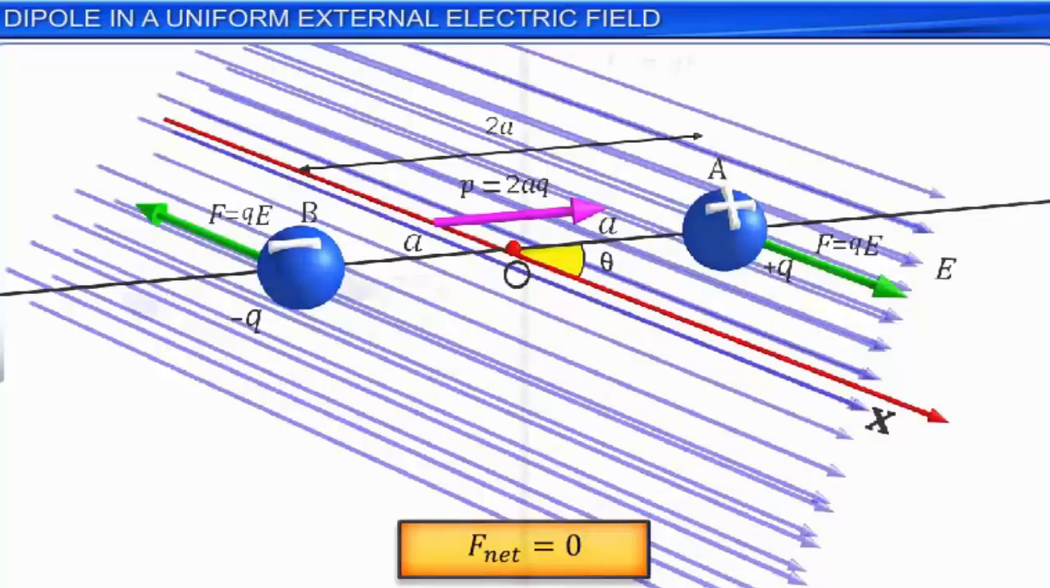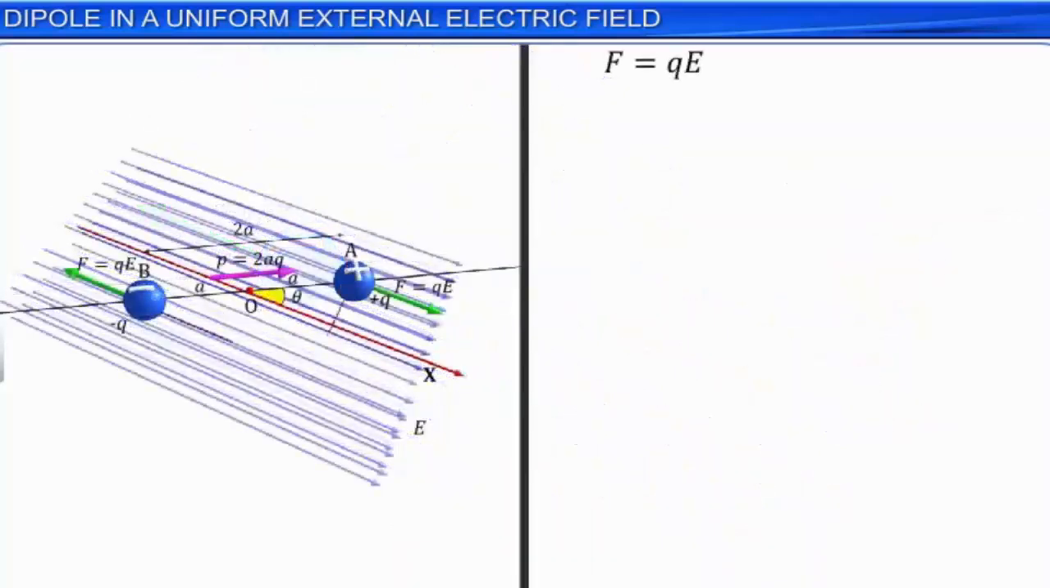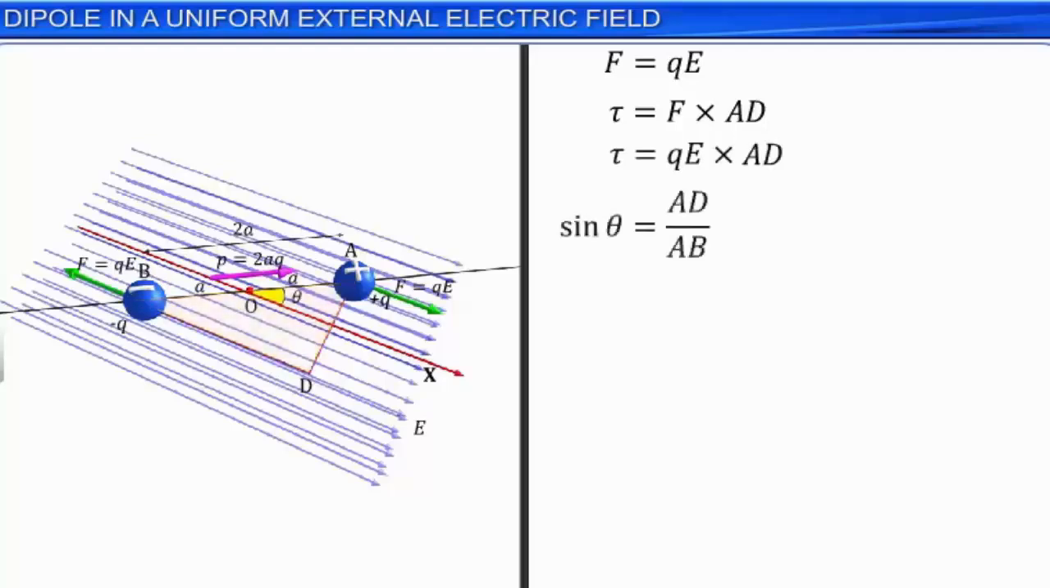The magnitude of the torque on the dipole is equal to the product of the magnitude of each force F and the length of the couple arm AD. The torque tau is equal to F into AD. Hence, tau is equal to qE into AD. In the triangle ADB, sin theta is equal to AD by AB. Since AB is equal to 2a, we have sin theta is equal to AD by 2a. Therefore, AD is equal to 2a sin theta.